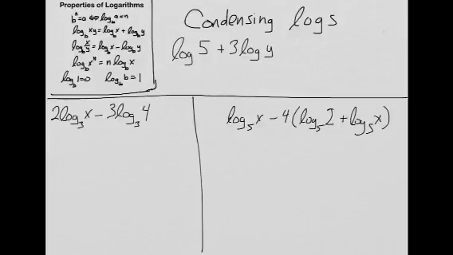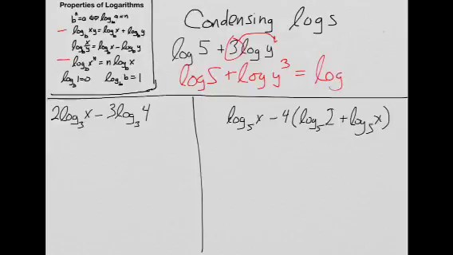So when I have this first example, log of 5 plus 3 log of y, first I have to take care of the multiplication. Then I'm going to take care of the addition. To take care of the multiplication, I'm going to use my power rule. 3 times the log, that's going to go up into the exponent. So we're going to get the common log of 5 plus the common log of y to the 3rd. Now I can use the multiplication property and make that the log of 5 y to the 3rd. Now we're down to a single log.